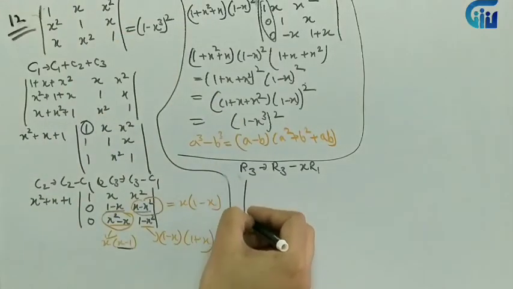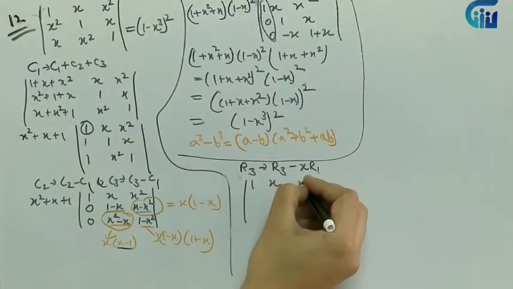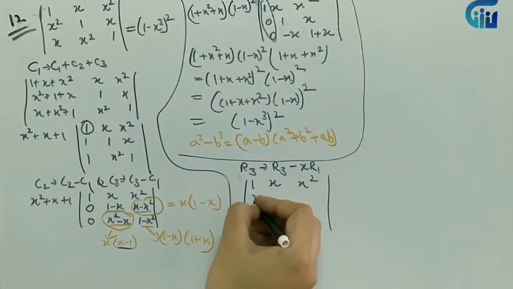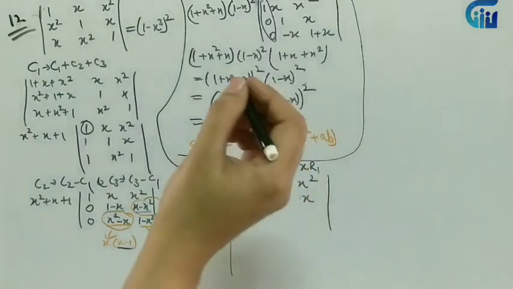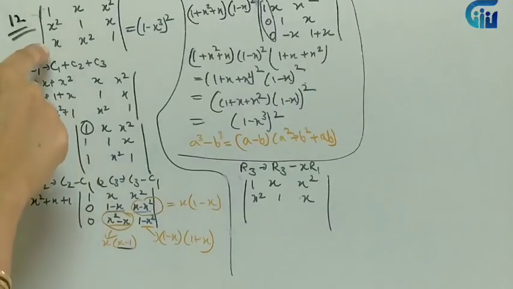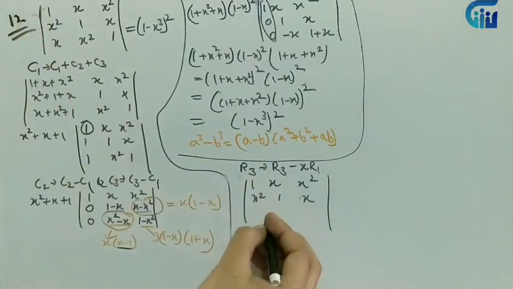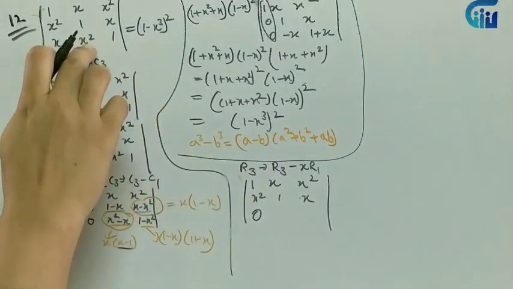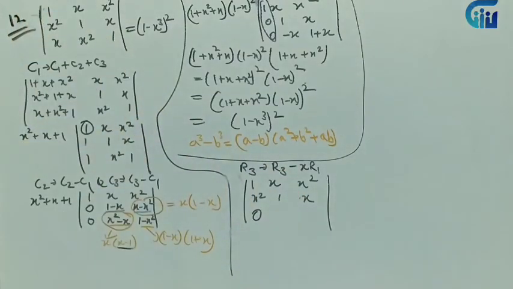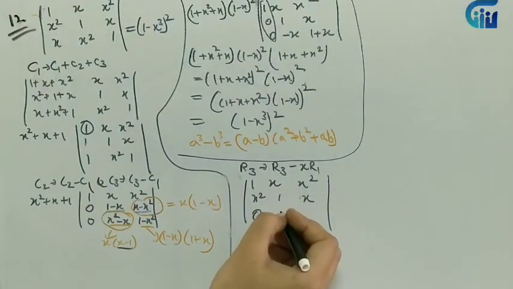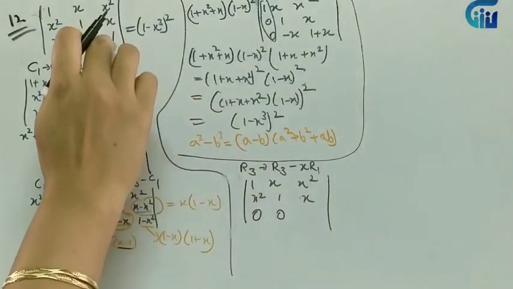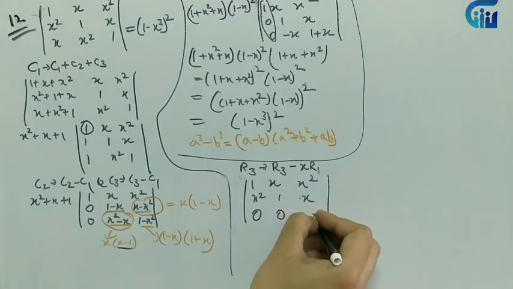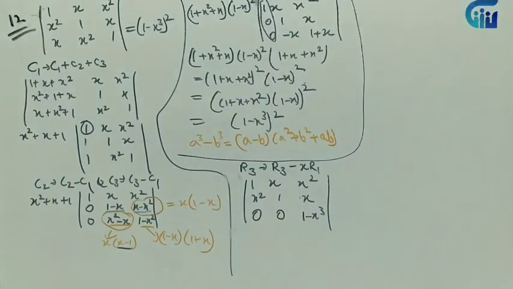So I'll write my R1 as it is and R2 as it is, because no changes in R1 and R2. Now for R3, in place of x I'll write x minus x times of this, so this will be 0. Then for this, x square minus x times x, so again it will be 0. Then for this it will be 1 minus x cube. Now just see here, in just one step we are getting 2 zeros. So now I can directly expand and get my answer.